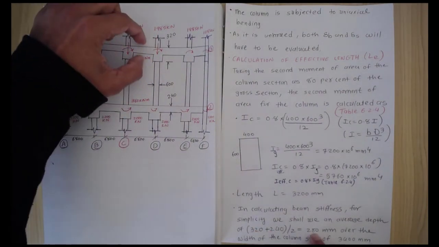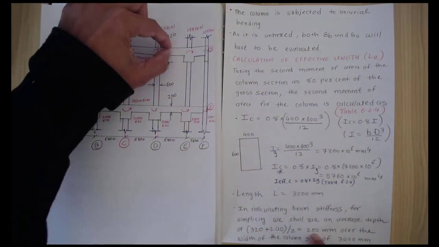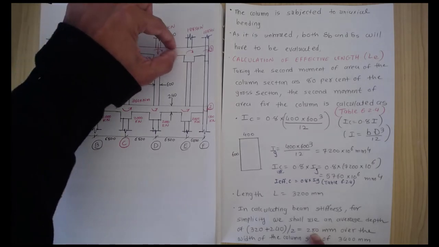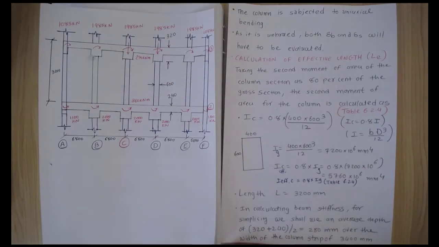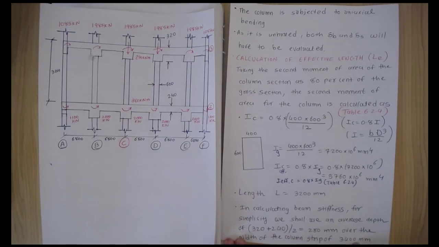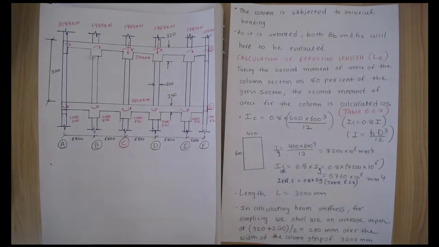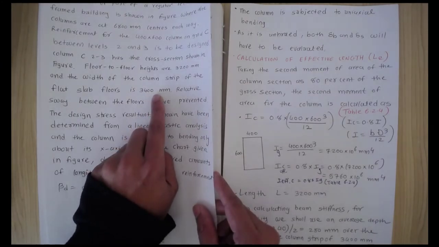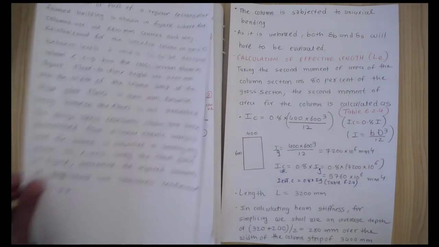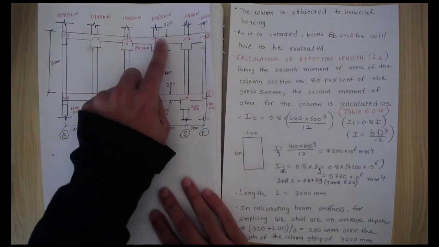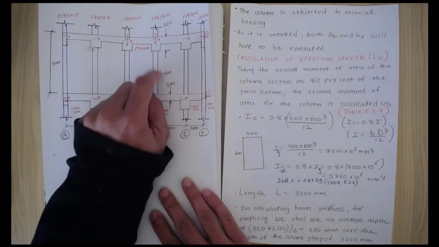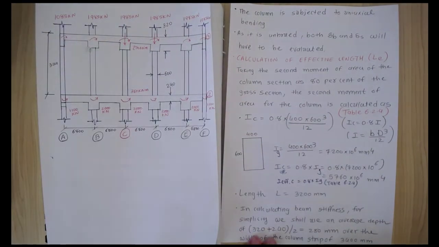Instead of taking this strip and this strip and this strip, we just take one constant strip of 280 millimeters over the width of the column strip of 3400. The column strip is given in the question as 3.4 meters. So instead of taking this beam which has 320 and 240, we make it 280 by 3400 millimeters for the beam.